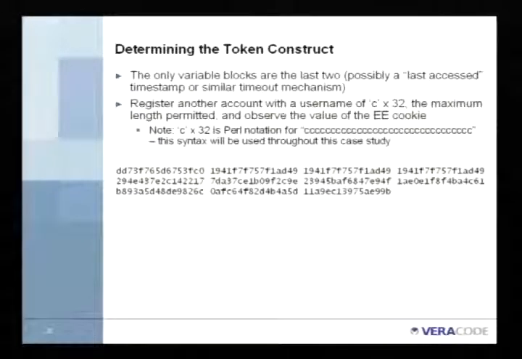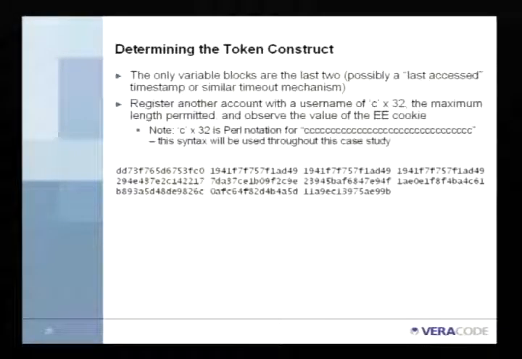So we want to figure out if we could actually affect the contents of this token and how it would be affected. We registered another account in the application with a really long username, C times 32, which, if you don't know, is the Perl notation for 32 Cs consecutively. I'll use that syntax a few times in this case study. When we registered another account with that long username of Cs, you can see the token we got back there.